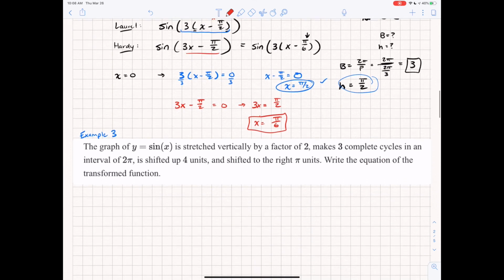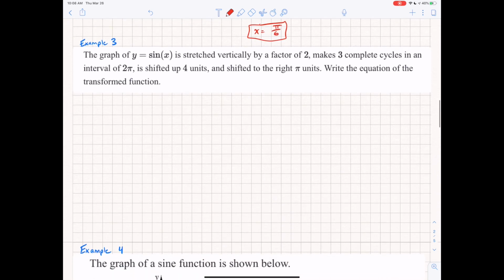All right, so example 3. The graph of y is equal to sine of x is stretched vertically by a factor of 2, makes 3 complete cycles in an interval of 2 pi. It is shifted up 4 units and shifted to the right pi units. Write the equation of the transformed function. All right, so we know the general definition.